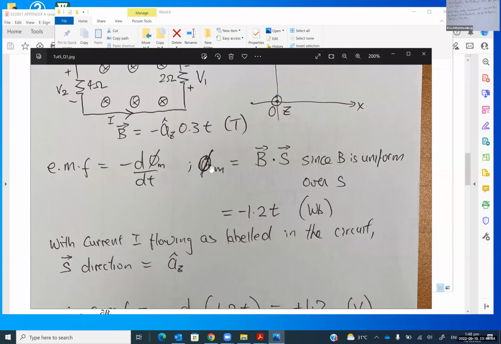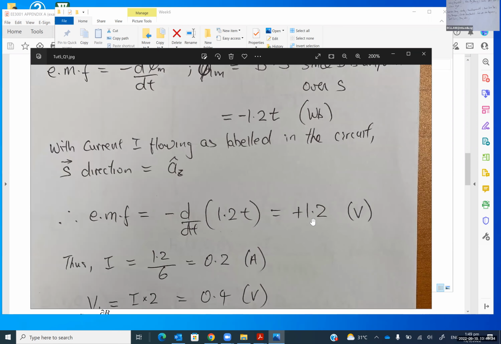So now my total flux is just B times my area, and the vector dot product AZ dot AZ is 1. This negative sign remains. Therefore I have minus 1.2, when I multiply the B of 0.3 T with a negative and the area of 4. Next, I need to find out how this total flux changes with time by differentiating it with time. The differentiation gives 1.2 with a negative, but there's another negative in the equation, so that gives me a positive EMF of 1.2 volts.